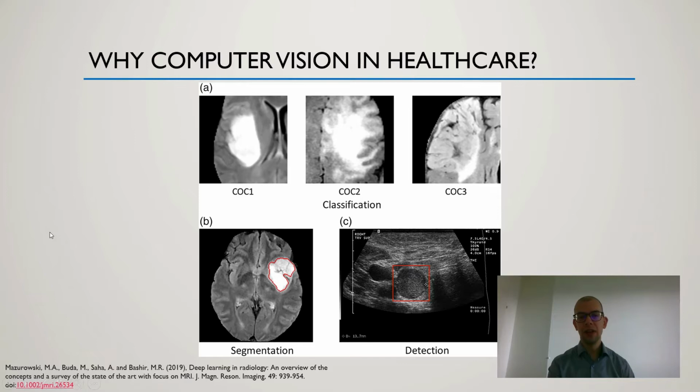In B, you have an example of segmentation here. So segmentation is something much more accurate. It doesn't only tell you the class or how the disease is classified, but it tells you the exact location of the disease, delineated by this red curve here, you see.